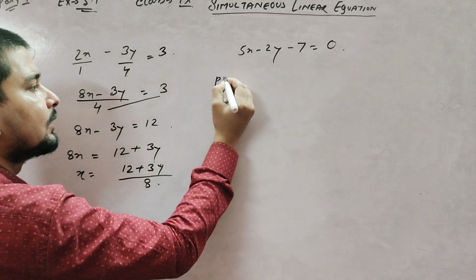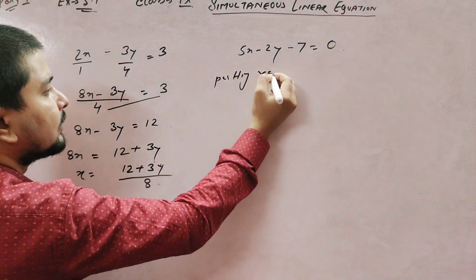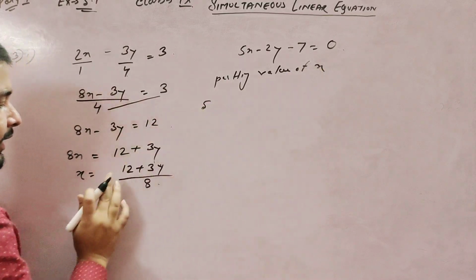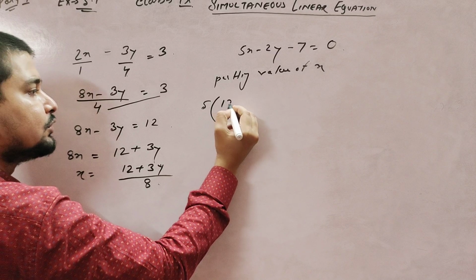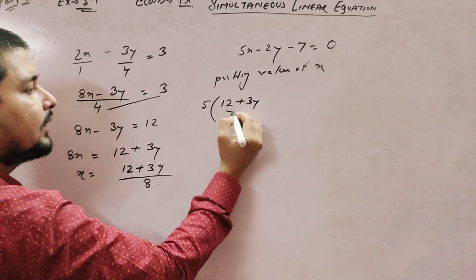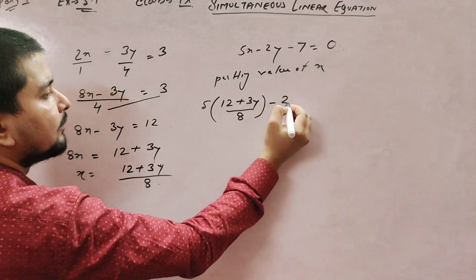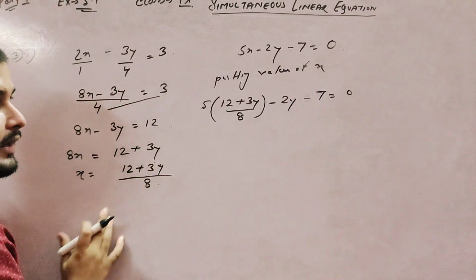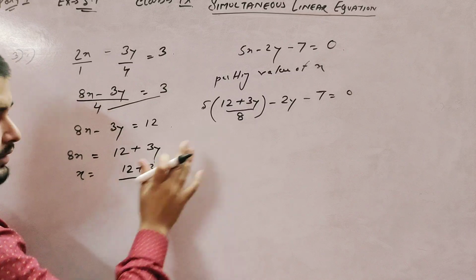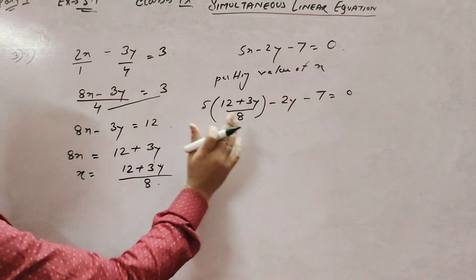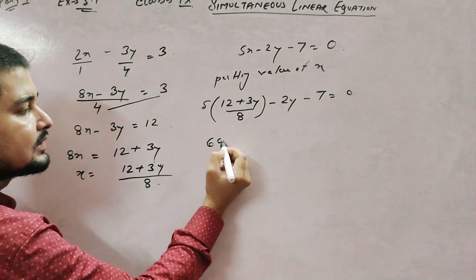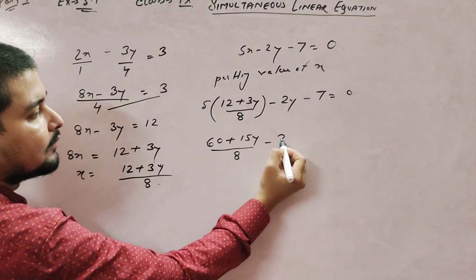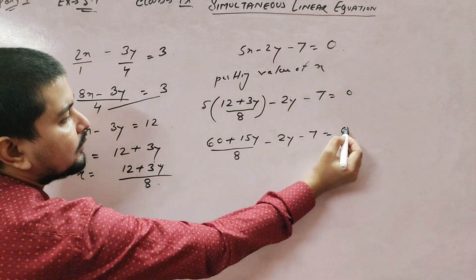Now here, putting the value of x. So 5, in place of x we write down 12 plus 3y upon 8, minus 2y minus 7 is equal to 0. Clear? Just we write the value of x. What is the value of x? 12 plus 3y upon 8. Okay, 5 times 12 is 60 plus 5 times 3 is 15y upon 8 minus 2y minus 7 equals to 0.